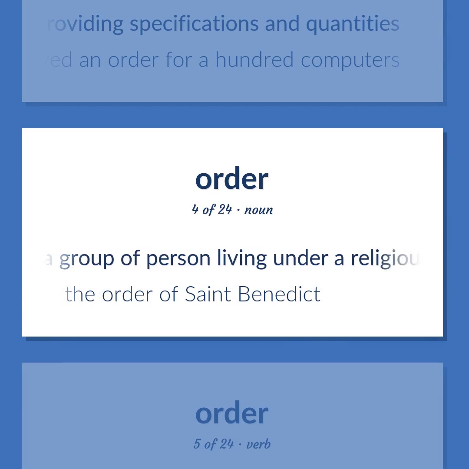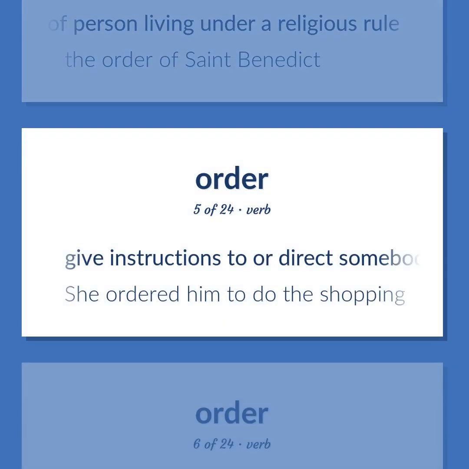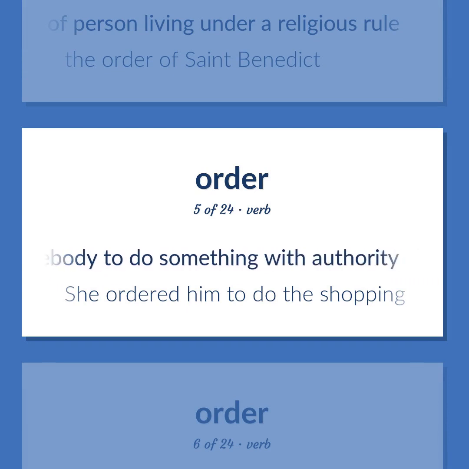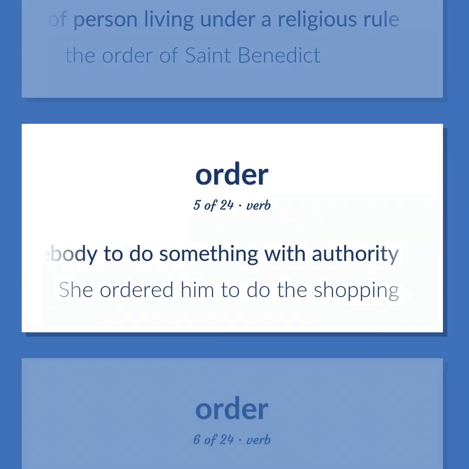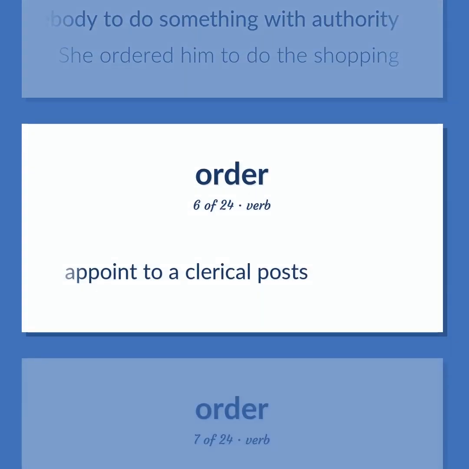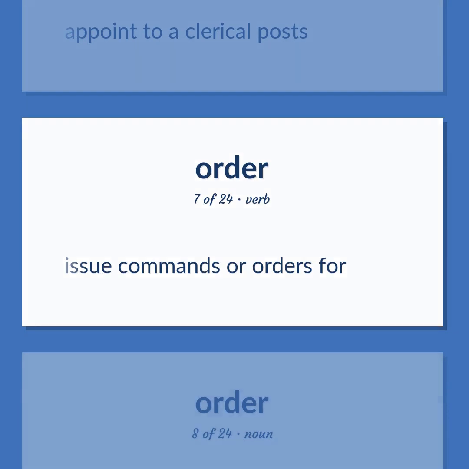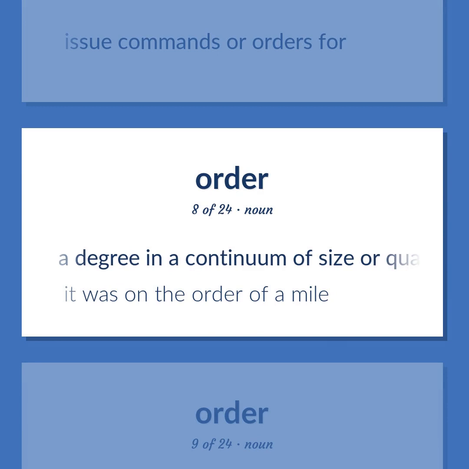A group of persons living under a religious rule. The Order of Saint Benedict. Give instructions to or direct somebody to do something with authority. She ordered him to do the shopping. Appoint to a clerical post. Issue commands or orders for. A degree in a continuum of size or quantity. It was on the order of a mile.